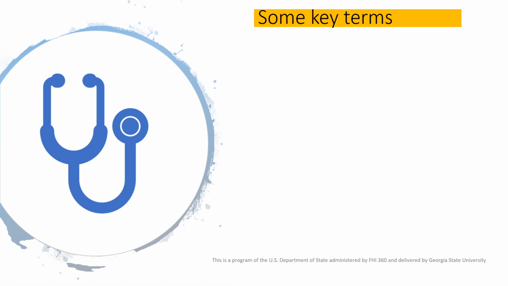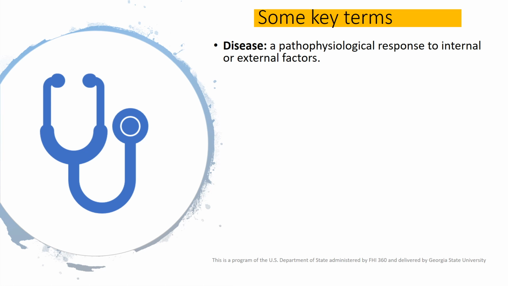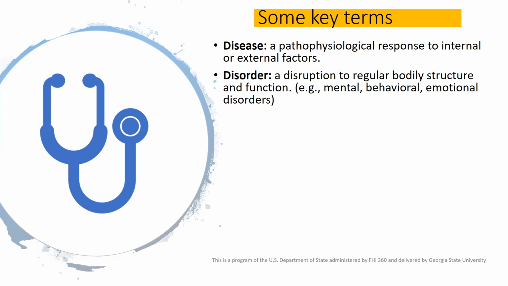But first, let's start with some key terms. Of course, we will start with disease, which is a pathophysiological response to internal or external factors, like a reaction to internal or external factors. And then you have another word close to disease, which is disorder, which is a disruption to regular bodily structure and function. For example, you can talk about mental disorder, behavioral disorder, emotional disorder.